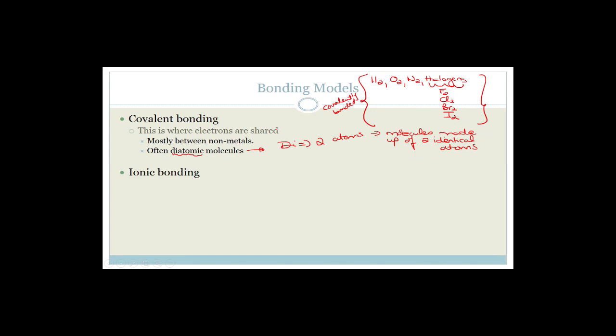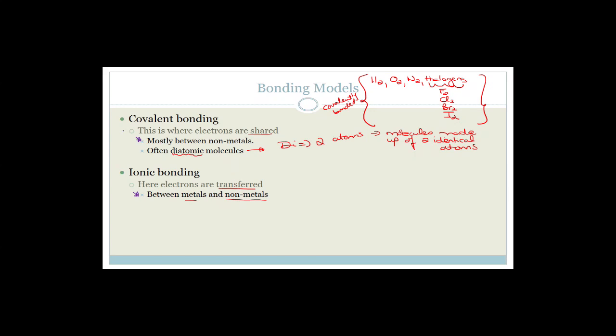Moving on, ionic bonding. Electrons are transferred from one atom to another, and usually this is between metals and non-metals. Now, Grade 10s, I'm a little bit nervous about you learning that this is mostly between metals and non-metals, because there are actual examples where this doesn't hold.